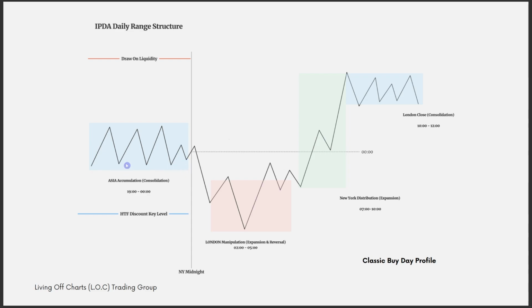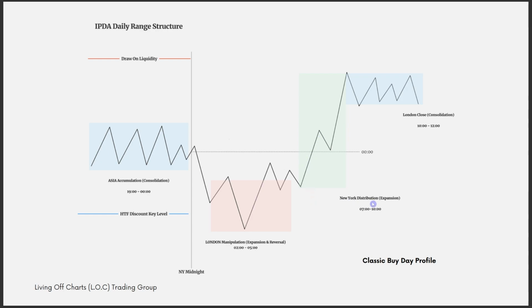This is important. We want to see that consolidation just before that key level, because then the manipulation phase can actually hit that higher time frame discount key level, and then we can expect this to be the manipulation. And this often happens during London session between 2 and 5 a.m. This is the London session kill zone, right? We always mark out New York midnight opening price so we can determine that the expansion lower is actually manipulation. And then we can have a reversal which leads to an expansion higher.